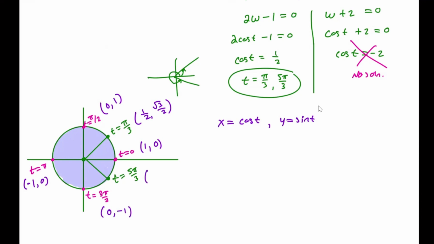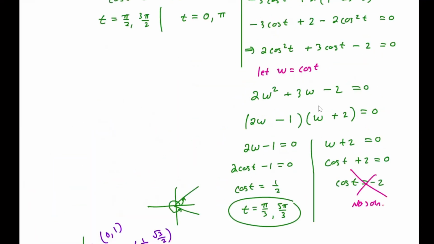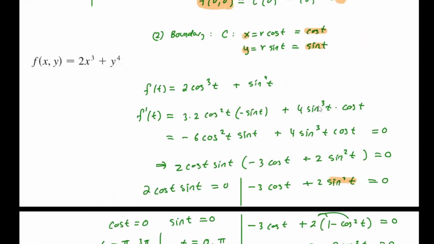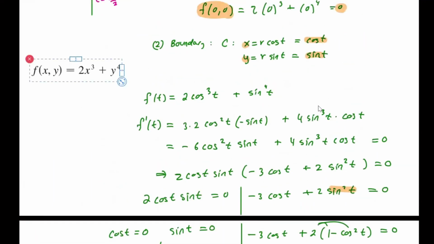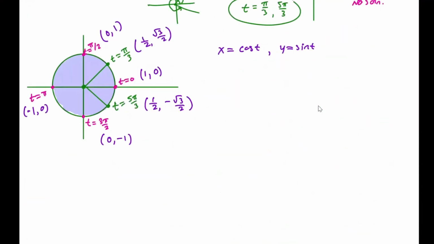And at 5 pi over 3, it's similar to this one, x is the same, but the y is negative. So we'll have 1/2 and negative square root of 3 over 2. So those are the points we're going to plug into our original function and see what we obtain. So the original function is right here. Let's put everything down. And also don't forget 0, 0. That was the first thing we had earlier. So here's the original function.